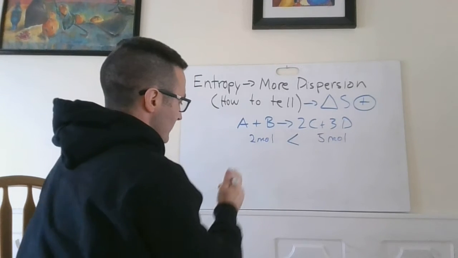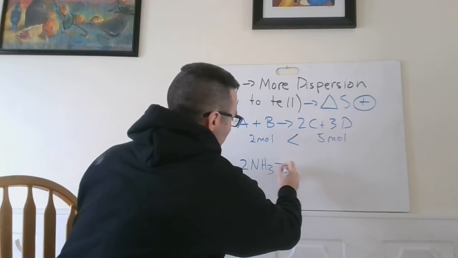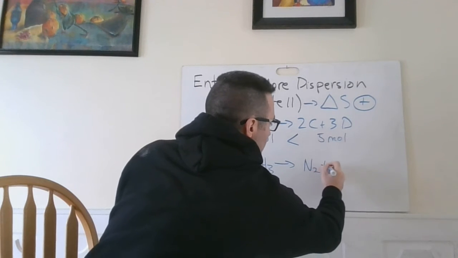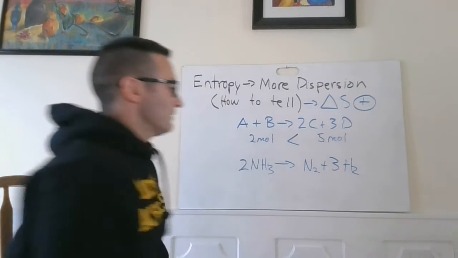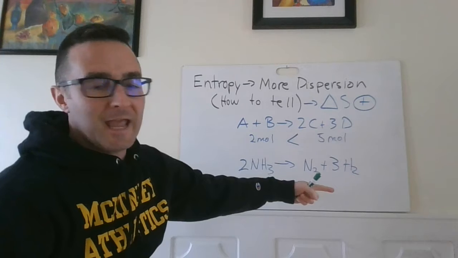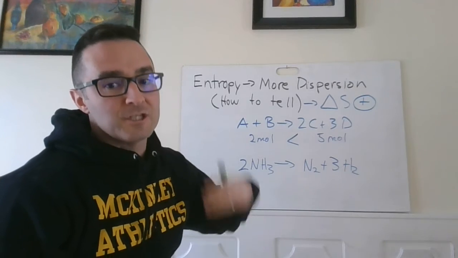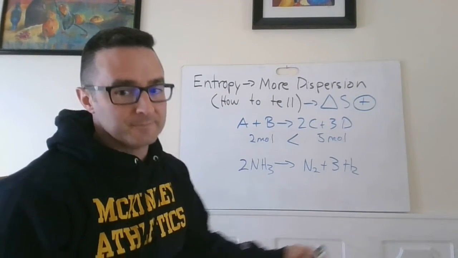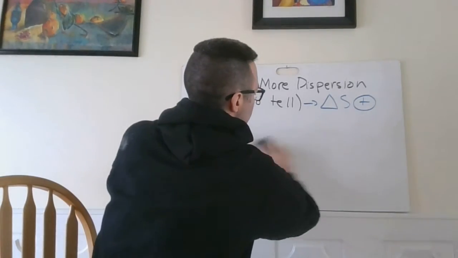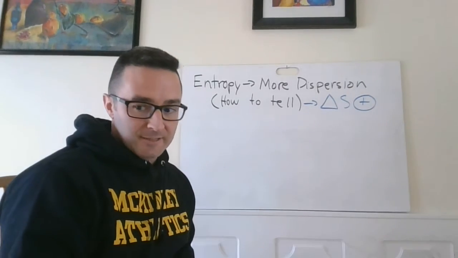If you want to see this in something that I've used a lot, look at the reverse of the Haber process: two moles of ammonia breaking down into 1 mole of nitrogen and 3 moles of hydrogen gas, 2 moles turning into 4 moles. Dispersion has increased. Disorder has increased. Entropy has increased. These other ones, based off of that, hopefully make a little bit more sense.